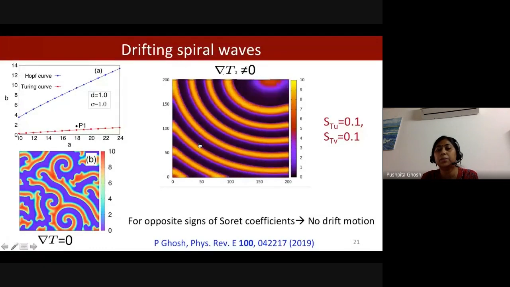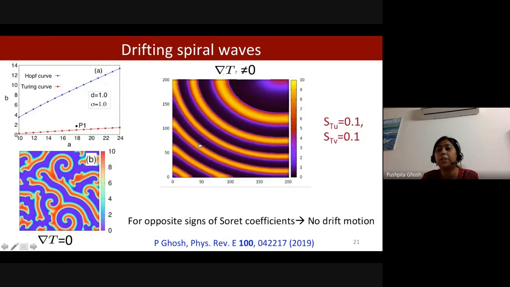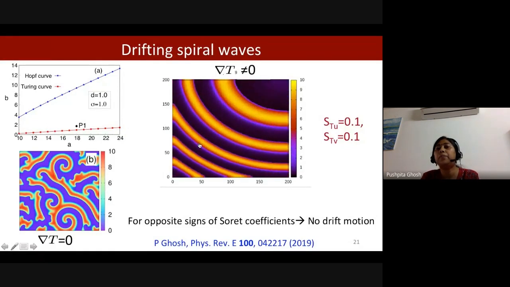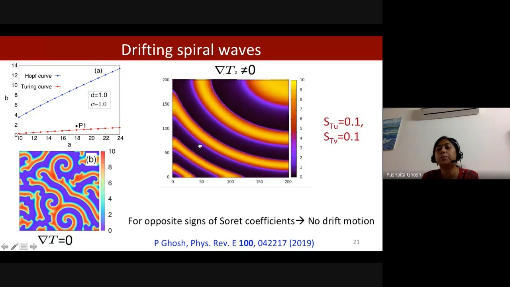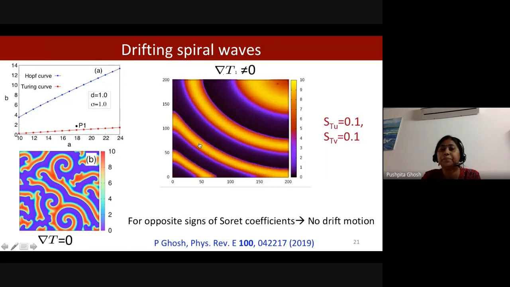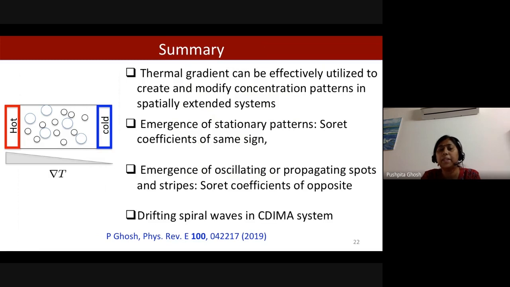So this is all about the variety of patterns that you can find because of the presence of a temperature gradient. Just to summarize, this thermal gradient can be effectively utilized to create and modify concentration patterns. You can see stationary patterns, you can find oscillatory patterns, and we can see drifting motion in the CDMA system. For further details, I refer to this publication. You can get all the details of all these pattern structures and everything there.